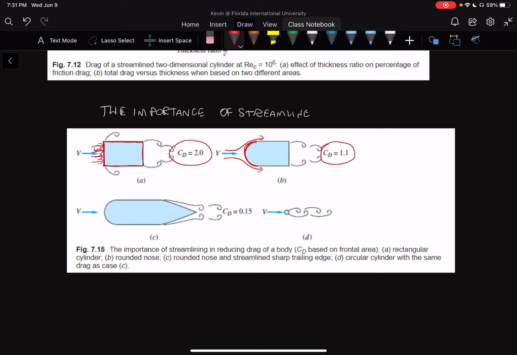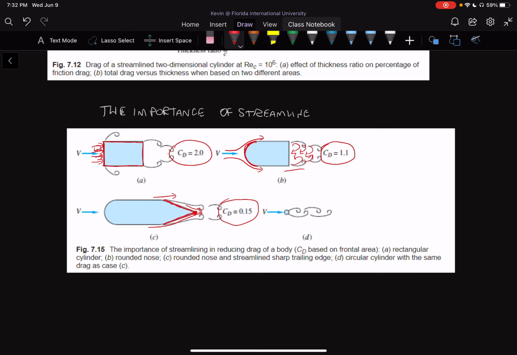And in addition to that, if you round the nose and then you add an extra part to the back that is a streamlined trailing edge, so a sharp trailing edge, where instead of having our flow leave our system and then create some backwash here, which creates some extra pressure to our system and extra drag, we can actually have our flow follow this line here and rejoin in the middle without creating much drag. Our flow stays connected all the time. And this CD actually goes down to 0.15.